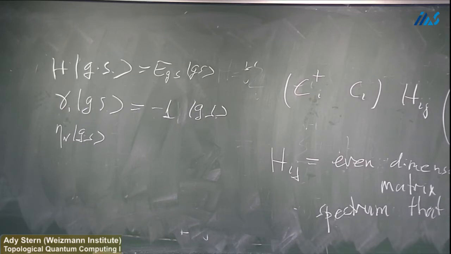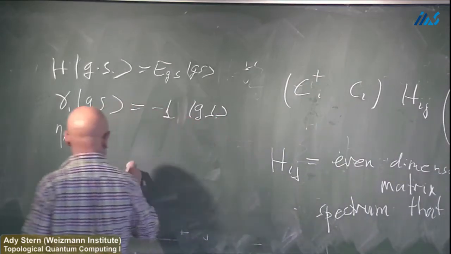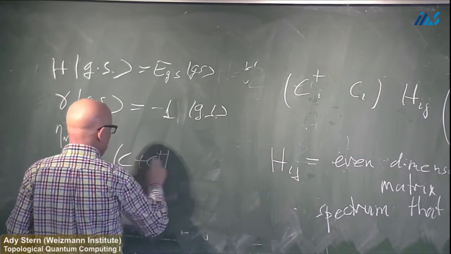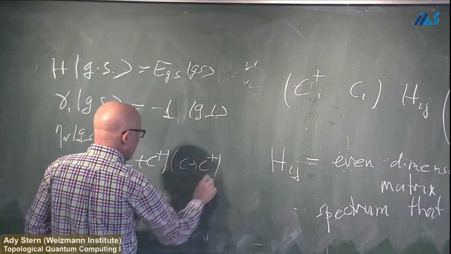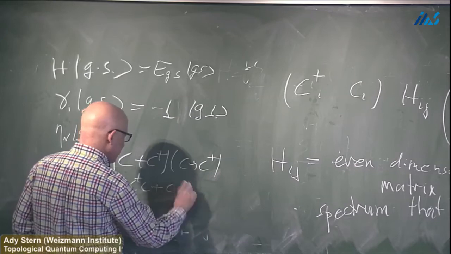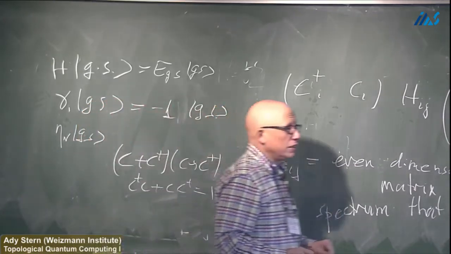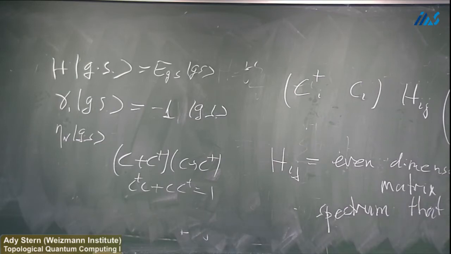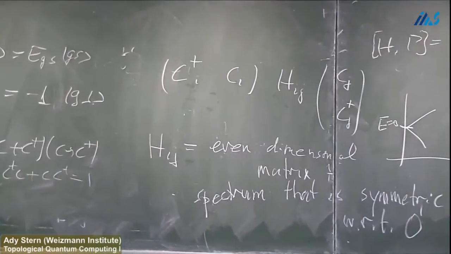Is it true that gamma squared is 1? Let's do that. So it's (c plus c dagger) times (c plus c dagger). So c squared is 0, c dagger squared is 0, and then we have c dagger c plus c c dagger. But that's got to be stable, so any perturbation you add that preserves that statement will still have that, as long as they are far away from one another. Yeah, yes, right. That's exactly what it is.